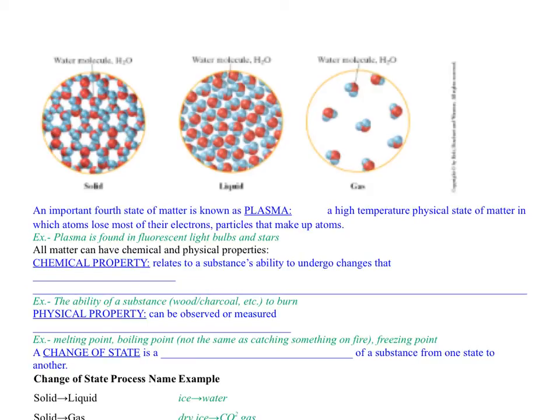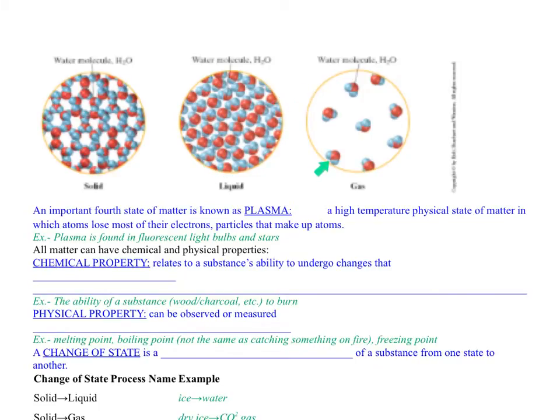So here we have three pictures of the solids, liquids, and gases. Here's our solids. Notice they're in a definite structure, a definite arrangement. That's a crystalline solid. Okay, and then we have a liquid.